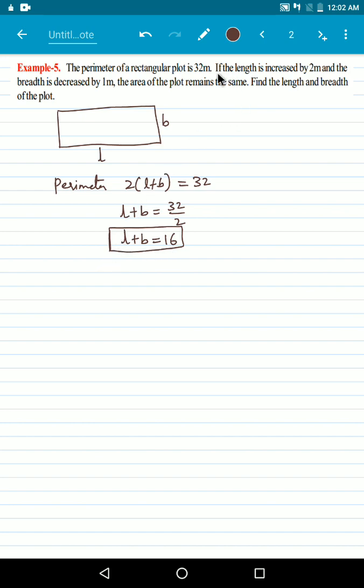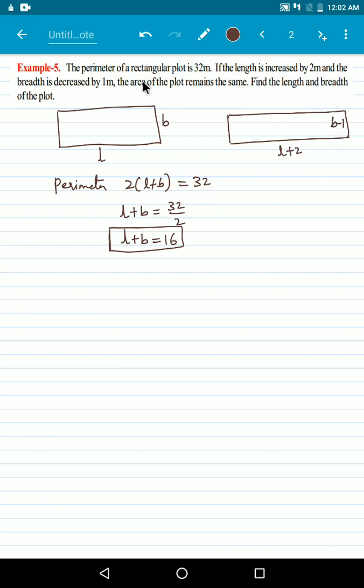Now to derive the second equation, one more condition is given here. See, if the length is increased by 2 meters, now this is the original length L. Now it is increased by 2 meters, so the length is L plus 2. And the breadth is decreased by 1 meter, so this is b minus 1. Length is increased by 2 meters, so I wrote L plus 2, and breadth is decreased by 1 meter, so I wrote b minus 1.